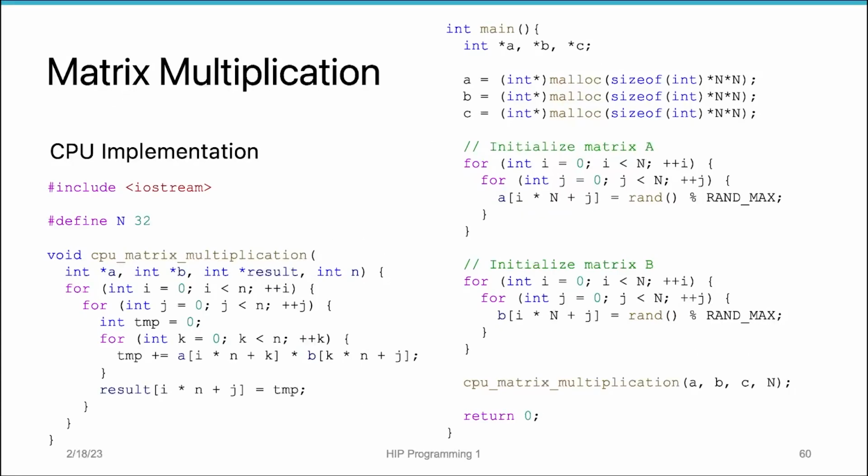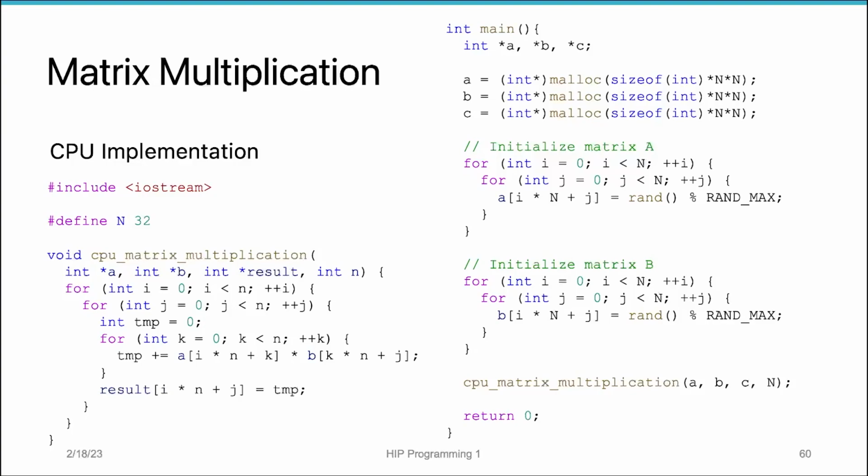This code is a program that multiplies two square matrices using CPU. It has a function called CPU matrix multiplication that takes in three pointers to integer variables as well as an integer value. The pointers A and B represent the two matrices to be multiplied, while the pointer result points to the matrix that will contain the multiplication result. And the integer n specifies the size of the matrices.